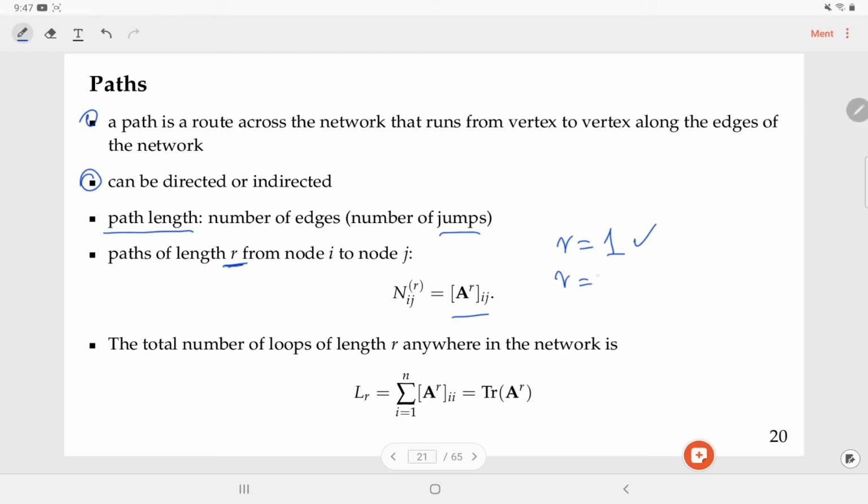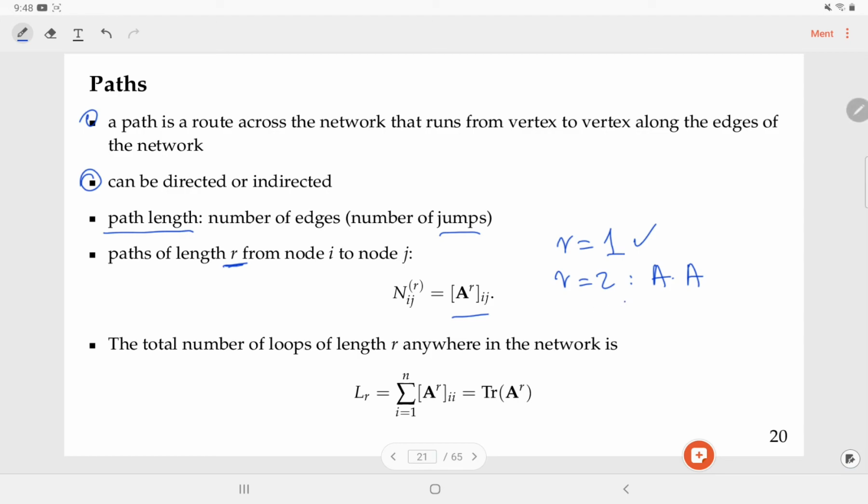So r equal to 2: the matrix is multiplied with itself. And so this means that we have a non-zero number at row i and column j if we have a path from node i to node j, whatever it is, and a path of length 2. It doesn't matter which way it goes, but the length of the path is equal to 2.